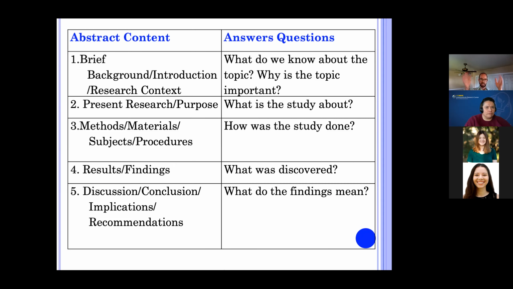So what actually gets into the abstract? I know I said you're focused on your original contribution. You do need to frame it a little bit. So there'll be a brief, again, brief is the key here, background, introduction, kind of research context. What do we currently know about the topic and why is it important? Even the why is it important, you can save that for implications and stuff. So you want this to be really brief. Then you present your research purpose. What is the study about?